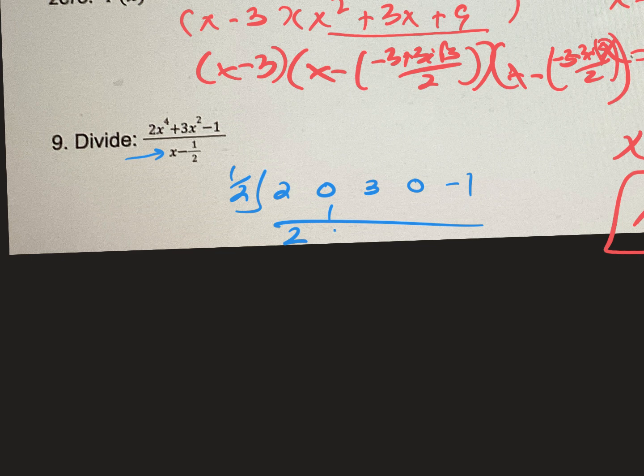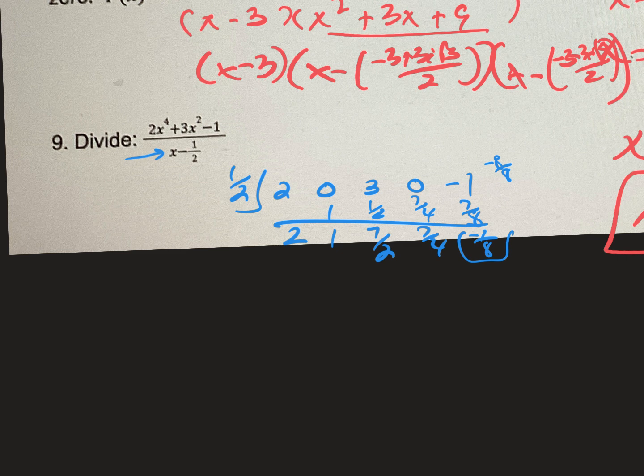Half of 2 is 1. Bring that down. Half of 1 is a half. 3 plus a half is 3 1/2, and 3 1/2 is really 7 halves. 1/2 times 7/2 is 7/4. That's going to be 7/4. Half of 7/4 is 7/8. And by the way, -1 is really -8/8 plus 7/8 is going to be -1/8 for my remainder.